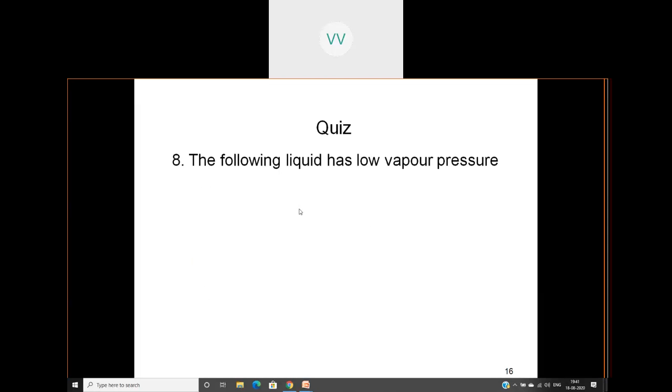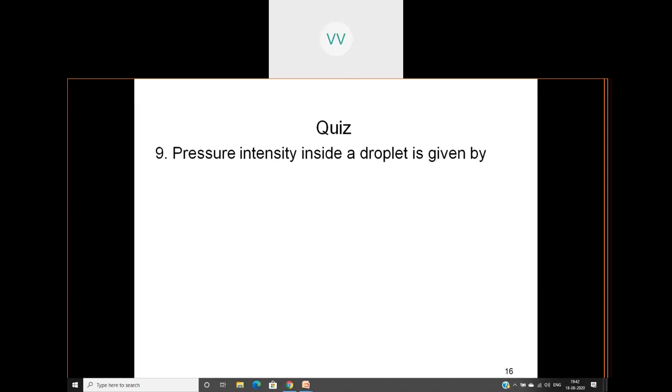And the following liquid has low vapor pressure: water, mercury, kerosene, benzene. It is mercury, because it has low vapor pressure. It is used for measuring inside thermometers and other places. In manometers and all pressure measuring equipment, we use mercury because it is a heavy liquid with low vapor pressure.